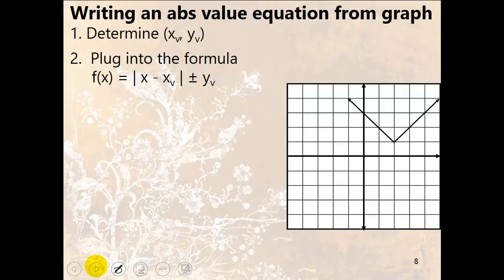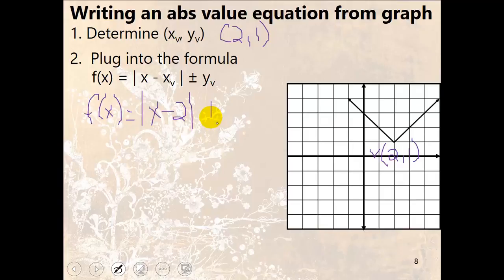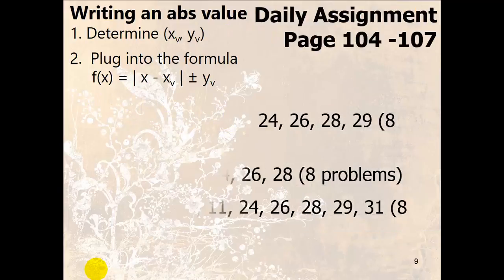On this one, my vertex is the point 2, 1. And I'm going to plug 2, 1 in for xv and yv. So I get f of x is equal to the absolute value of x minus 2 and then plus 1. And that's all you have to do. You just wrote the equation for an absolute value function.